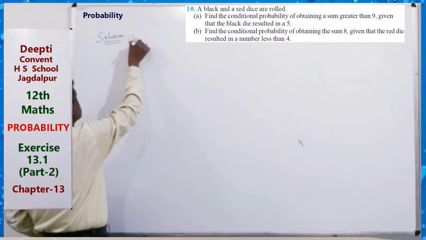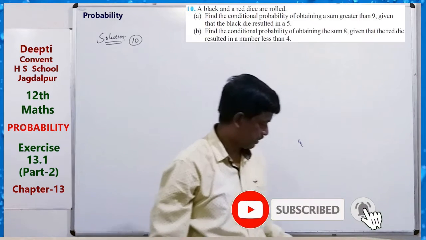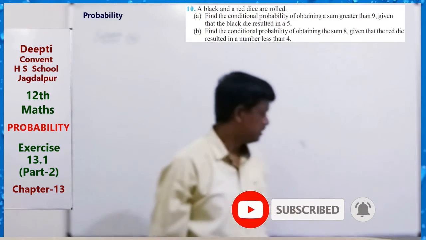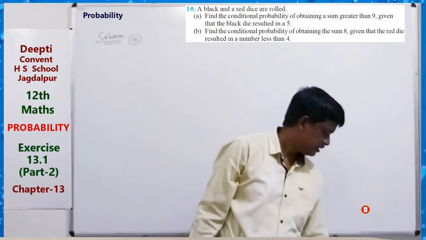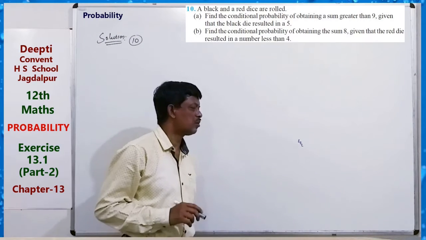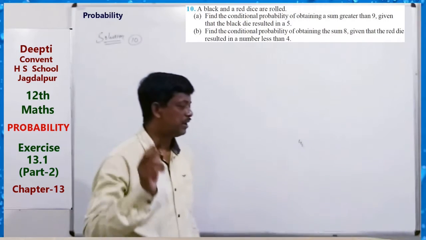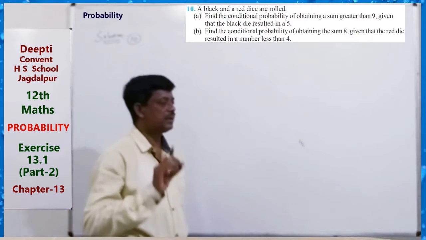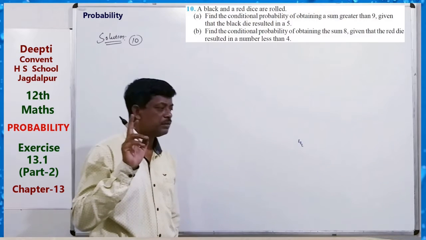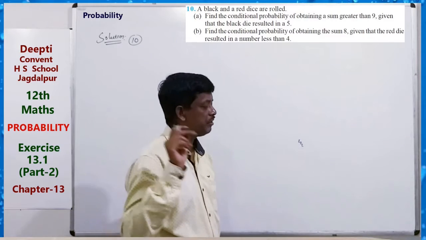Question 10 of exercise 13.1. Here the question is: a black and a red die are rolled. Find the conditional probability of obtaining a sum greater than 9, given that the black die resulted in a 5.